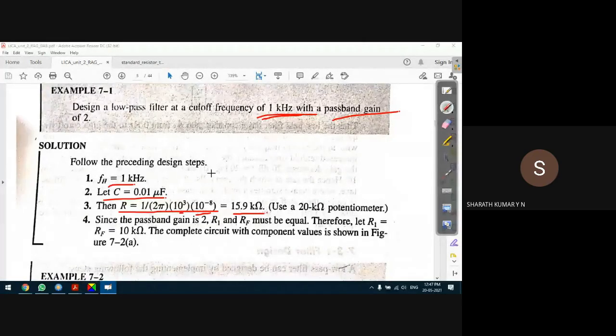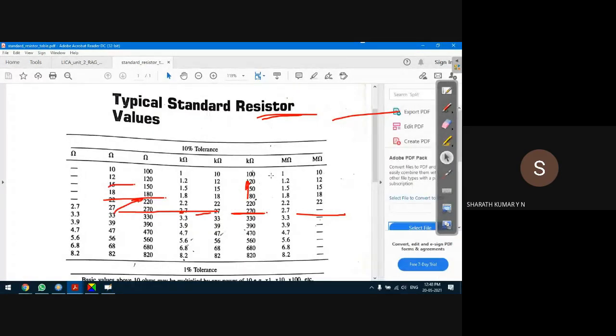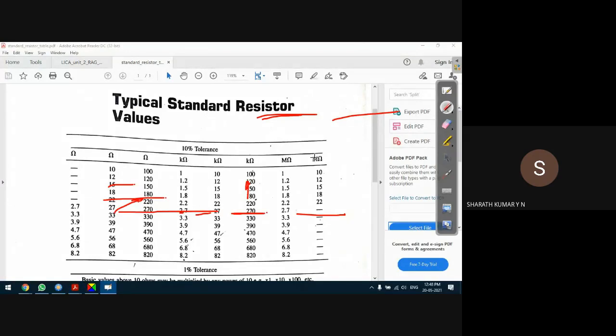Since R has to be a potentiometer, it is 15.9 kilo ohm resistance, so we have to vary up to 15.9 kilo ohms. We cannot select a smaller value than this. We have to go for a higher potentiometer. If it is a standard resistor value, we always go for a smaller value. For example, say the calculated value is 190 kilo ohm.